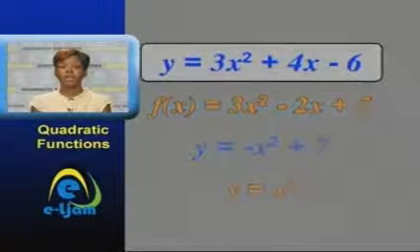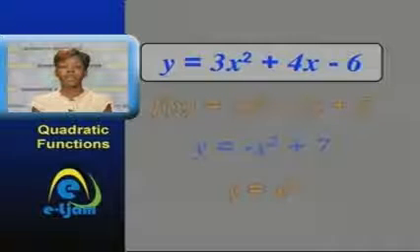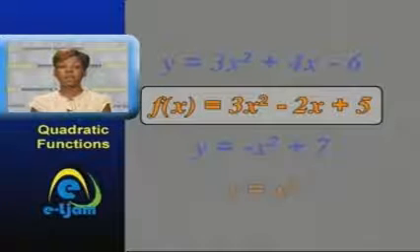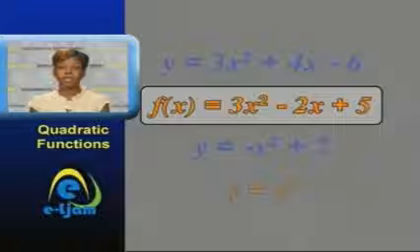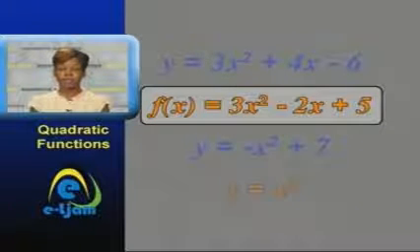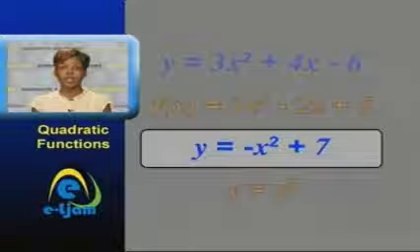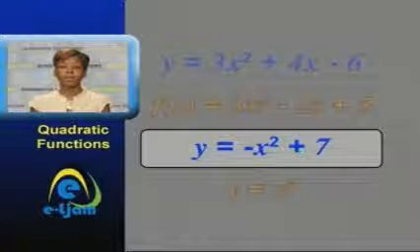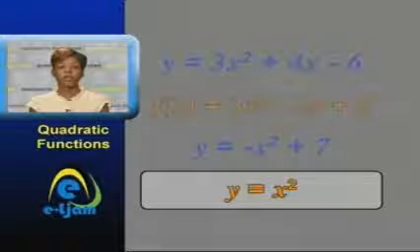In the function y equals 3x squared plus 4x minus 6, a equals 3, b equals 4, and c equals negative 6. In the function f of x equals 3x squared minus 2x plus 5, a equals 3, b equals negative 2, and c equals 5. In the function y equals negative x squared plus 7, a equals negative 1, b equals 0, and c equals 7. And finally, in the function y equals x squared, a equals 1, and both b and c are equal to 0.